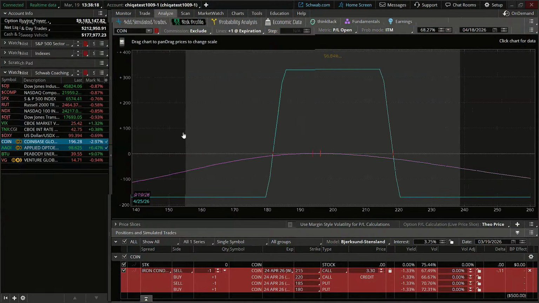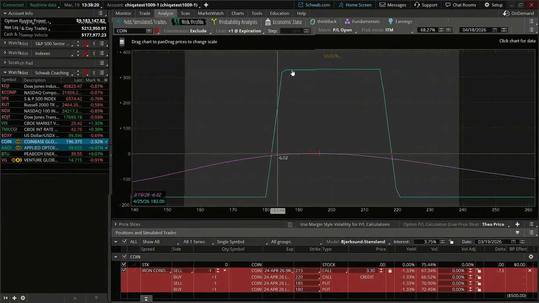Okay. So essentially what we're looking at is a max gain of what we can collect in our credit, which is $330 right there. And our downside of how much we can lose on this potential trade is really going to be 170. So it's going to be essentially the difference between those strikes minus that credit that we are bringing in.